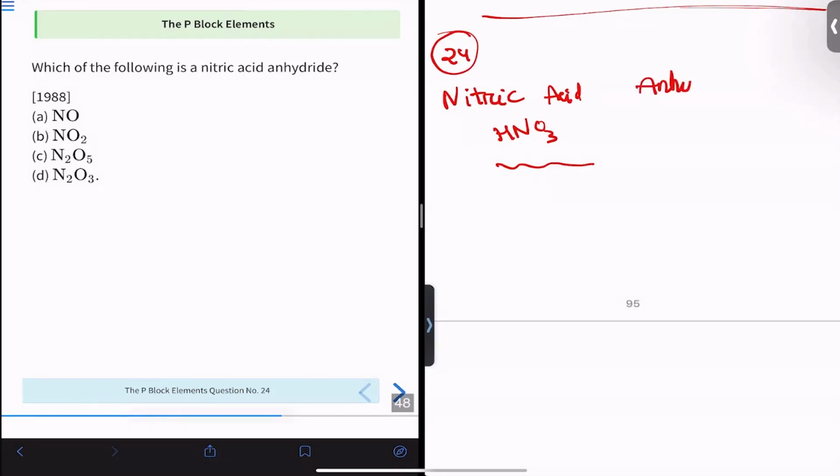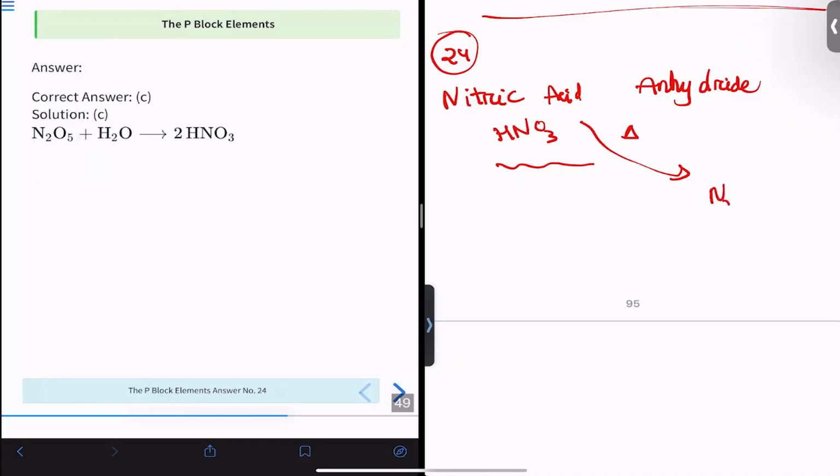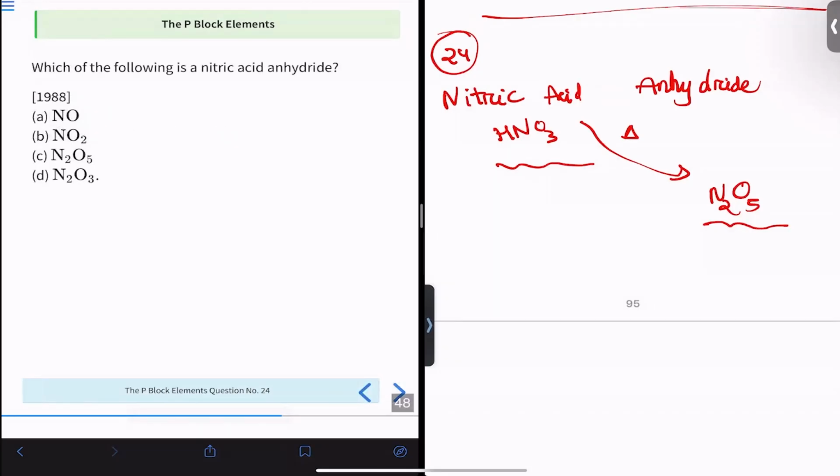What do you mean by the term nitric acid anhydride? It means which compound will be formed when nitric acid is heated. When nitric acid is heated, it will give rise to N2O5. Anhydride means when nitric acid is heated, which compound will be formed? So, if it is heated, it will give rise to N2O5.